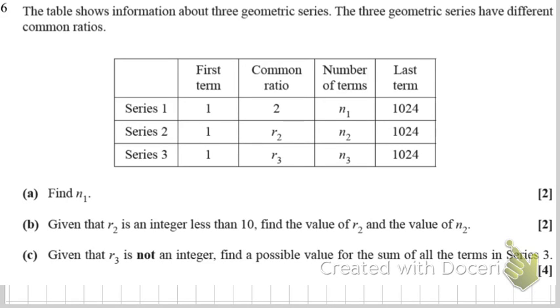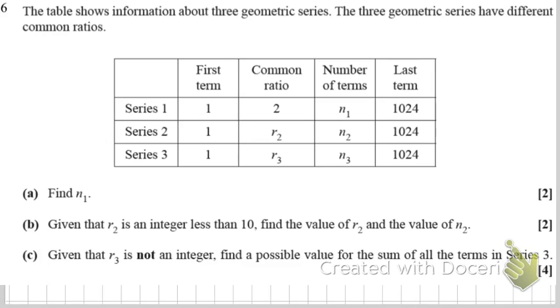Question 6, and we have a fairly tricky geometric series question in 3 parts. So all of these series have first term 1 and last term 1024, and initially the only common ratio we know is for series 1, and that's 2. Find n1, it says. So find the number of terms in the first sequence.